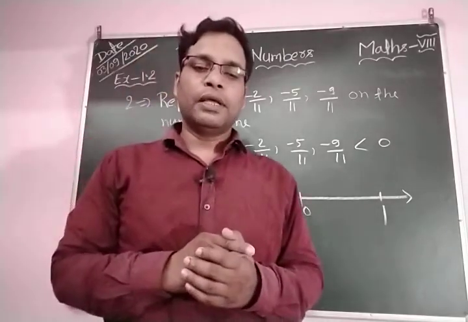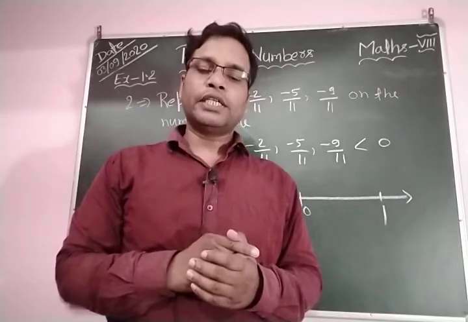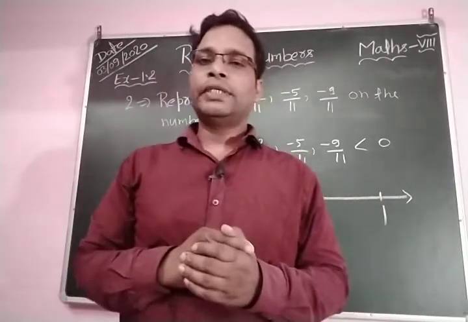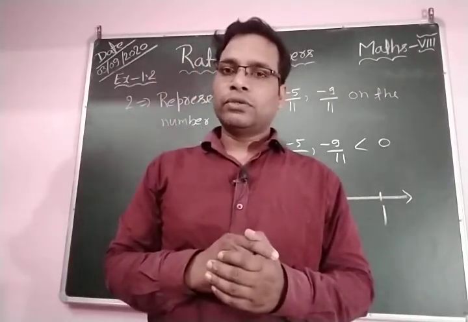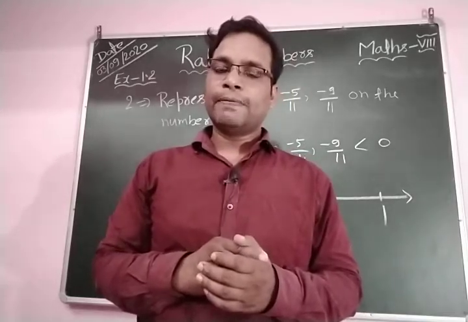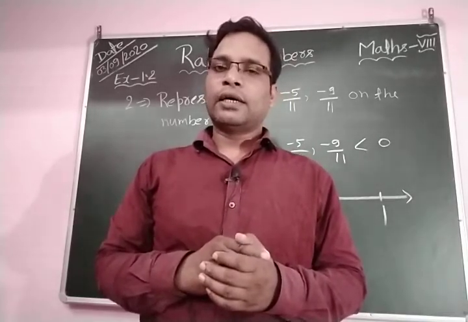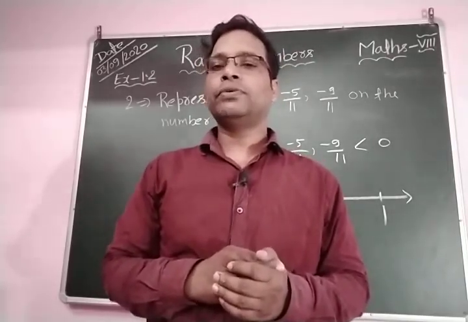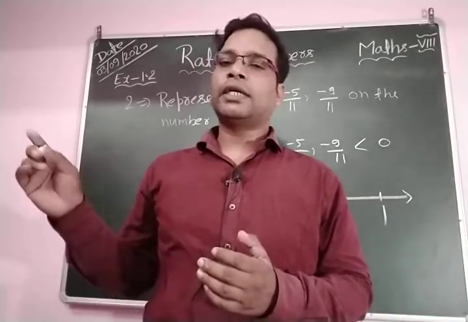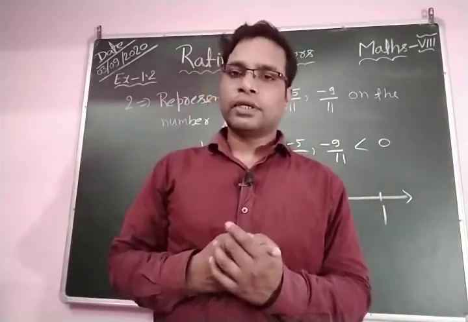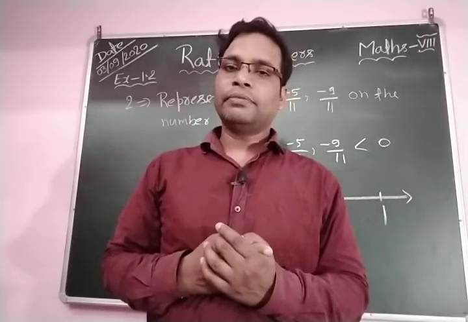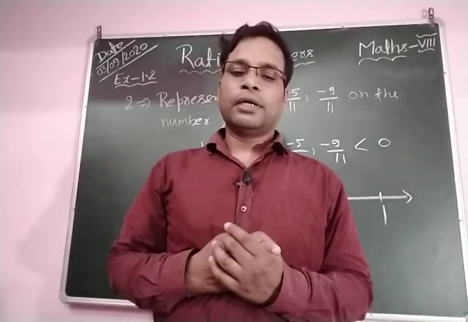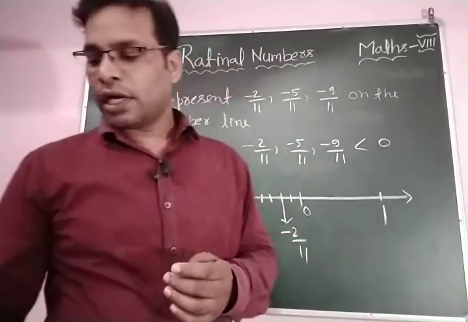Question number 3: write 5 rational numbers which are smaller than 2. So on the number line, if you see, you find that the numbers smaller than 2 are 1, 0, minus 1, minus 2, minus 3, and so on. A lot of numbers you find. If you move from right to left from 2, then you obtain a number smaller than 2. So let's see how to find.